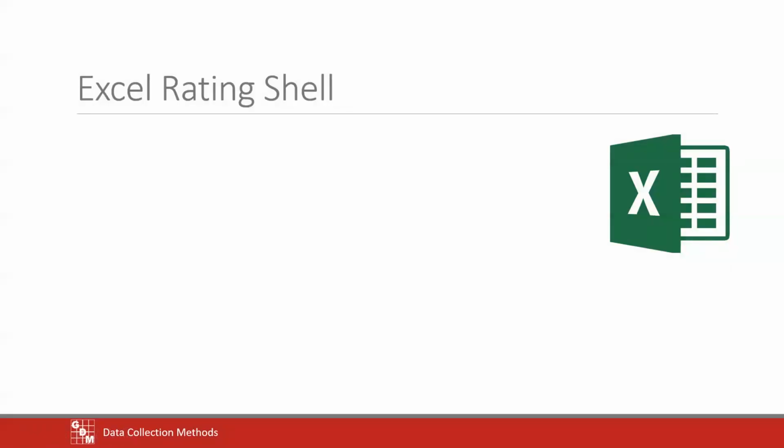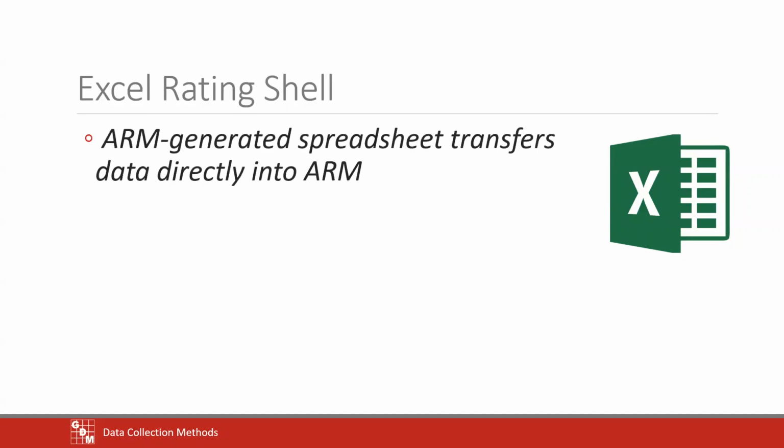The next one is also using Excel. But instead of just having some format that's been defined by somebody else, we can start with a format ARM knows, and that's the Excel rating shell. So we can actually have ARM generate a spreadsheet for us, and that will allow us to transfer data directly into ARM.